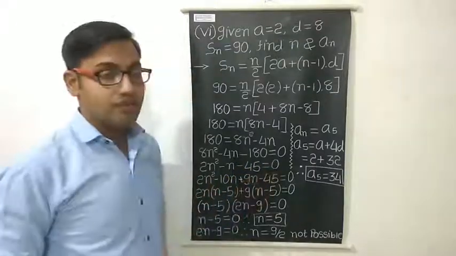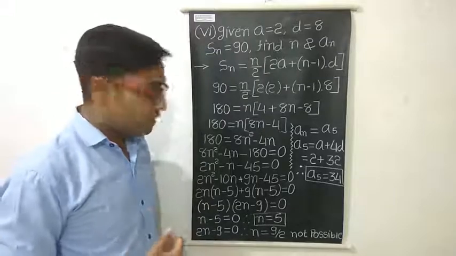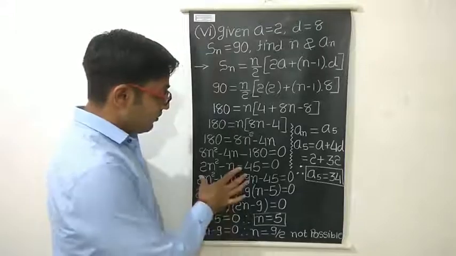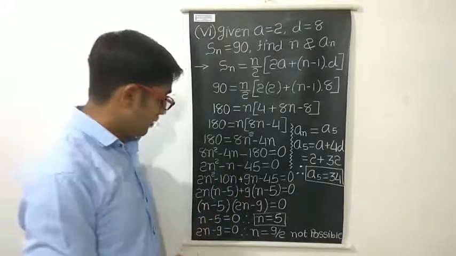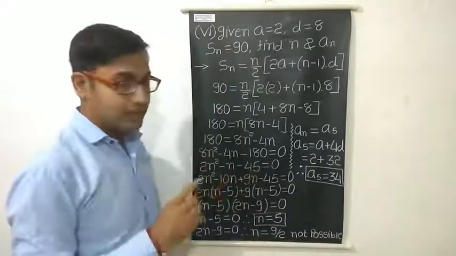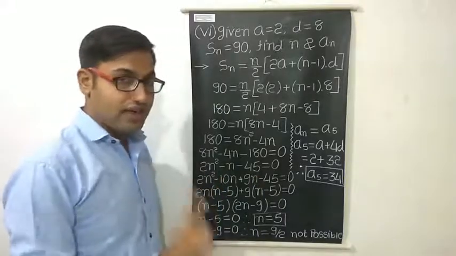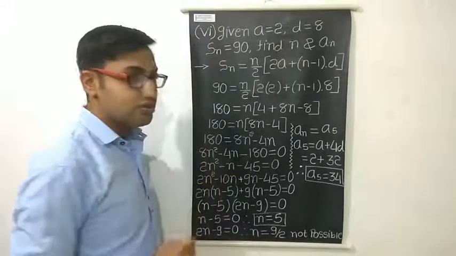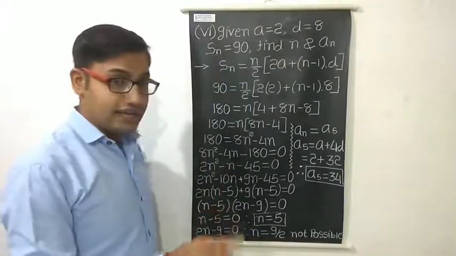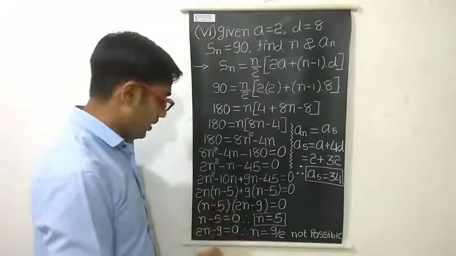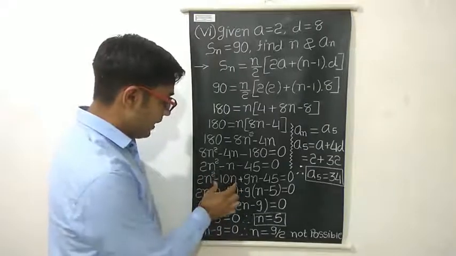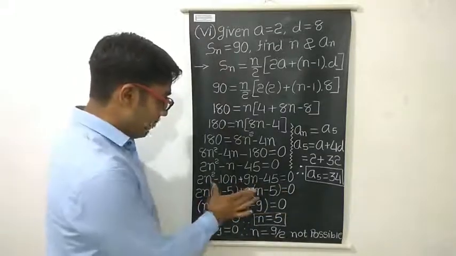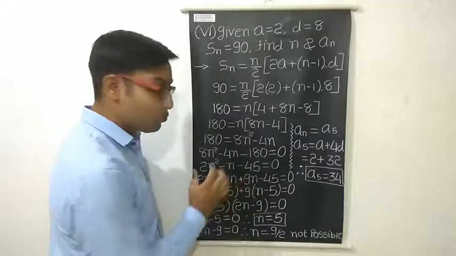Now this becomes a quadratic equation. So we have to factorize this to find the value of n. We will use the splitting the middle term method. So here 2 times 45 is 90. Now factorize 90 such that the difference of both the factors becomes minus 1. So 10 times 9 is 90. We can use 10 and 9. So 2n square as it is, minus 10n plus 9n minus 45 is equal to 0. Minus 10n plus 9n is equal to minus n.